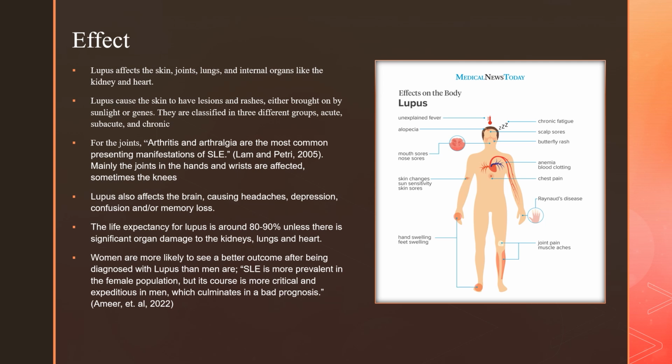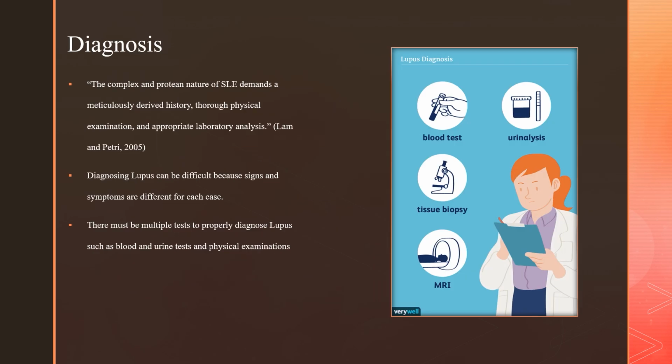The life expectancy for lupus is around 80 to 90% unless there's significant organ damage to the kidneys, lungs, and heart. Women are more likely to see a better outcome after being diagnosed with lupus than men are. SLE is more prevalent in the female population, but its course is more critical and expeditious in men, which culminates in a bad prognosis. The complex and protean nature of SLE demands a meticulously derived history, thorough physical examination, and appropriate laboratory analysis.